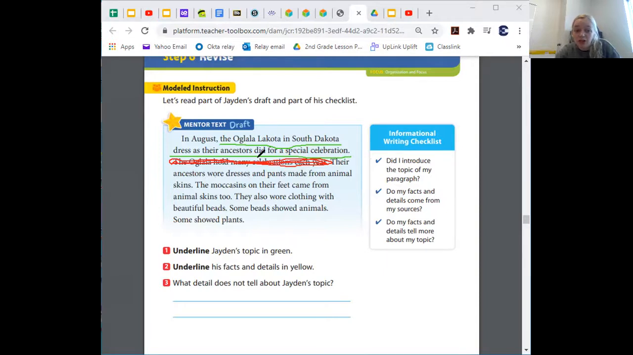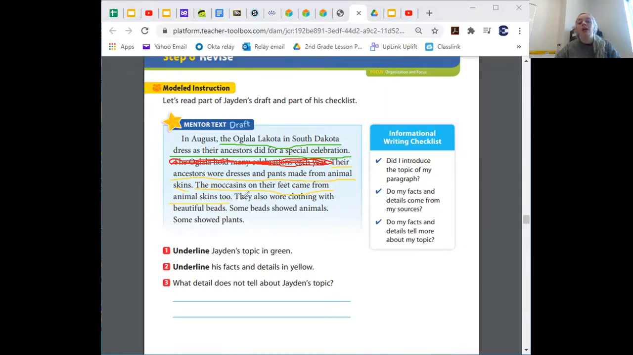Is that about the clothing that the Oglala Lakota wore? Yeah, right? Because it says their ancestors wore dresses and pants, and it tells us what they were made out of. What about the next one? The moccasins on their feet came from animal skins too. Does that tell us about the topic? Yeah, I think you're right. It does, because it's telling us about what they wore on their feet.